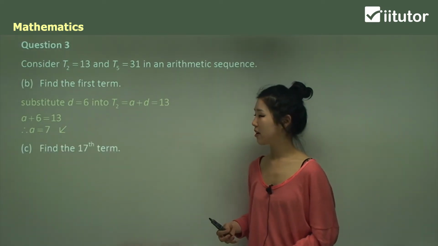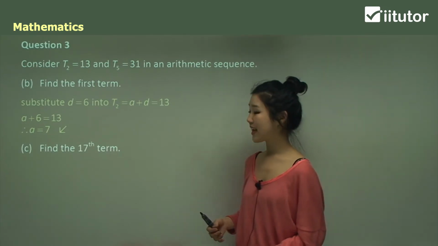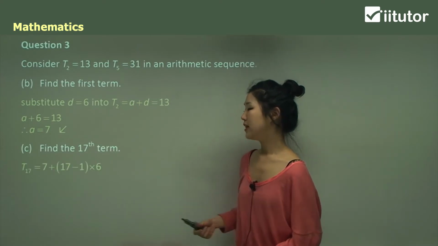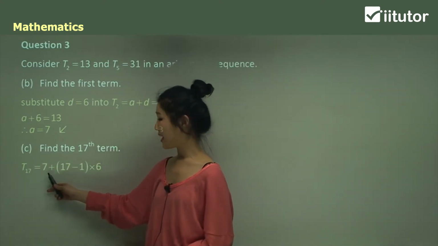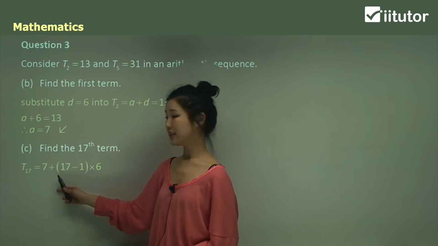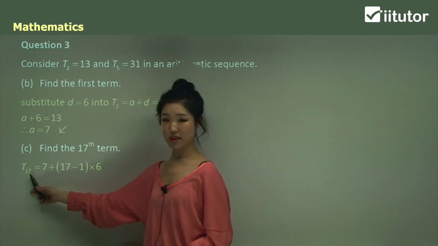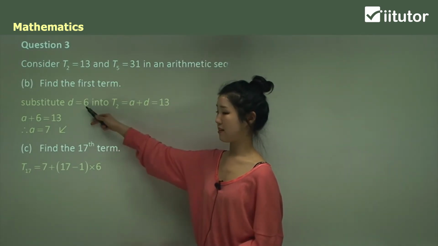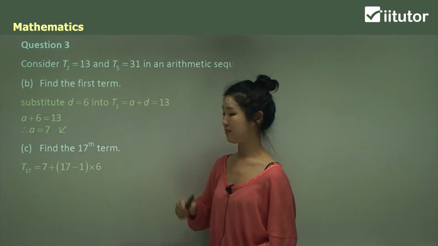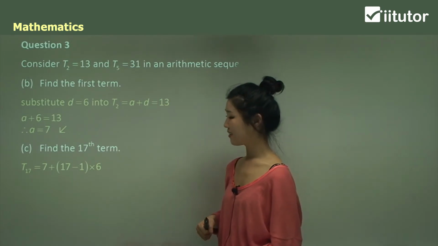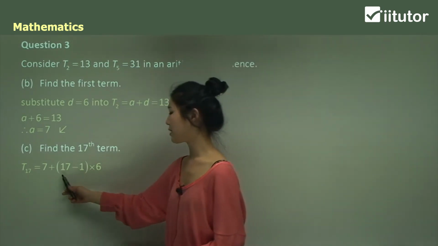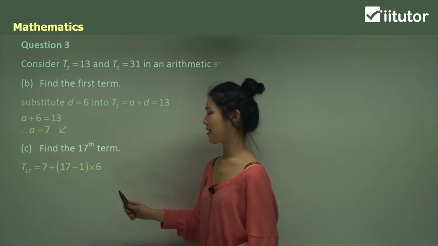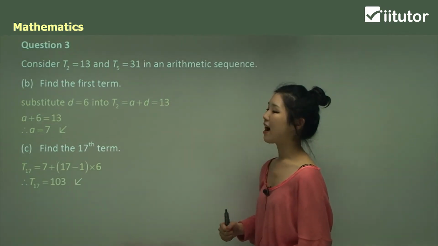Now I'm going to go to part C, find the 17th term. How are we going to do this? Well, T17 is going to be 7, which is the first term, plus n minus 1. N is 17, so I'm going to put 17 there, times the common difference, which is 6, isn't it? We found that D is 6, so I'm simply going to put 6 there. Then simplify that, guys. 17 minus 1 is 16, times 6, and then add 7, you simply get 103.